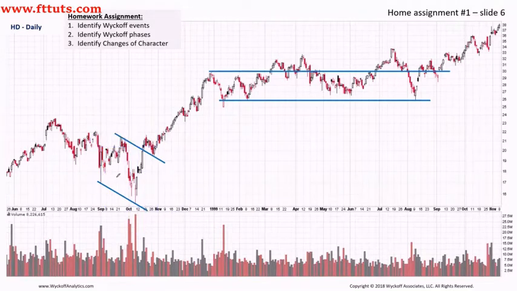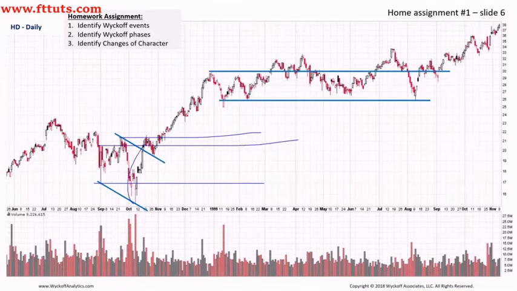One of the things here was the horizontal range. If we're thinking that this is it, look at the sign of strength, how it comes to the point of the resistance, and it doesn't overcome it.